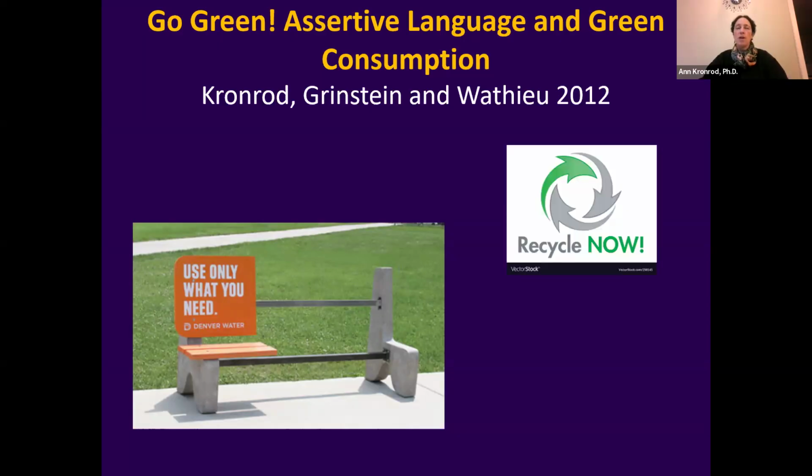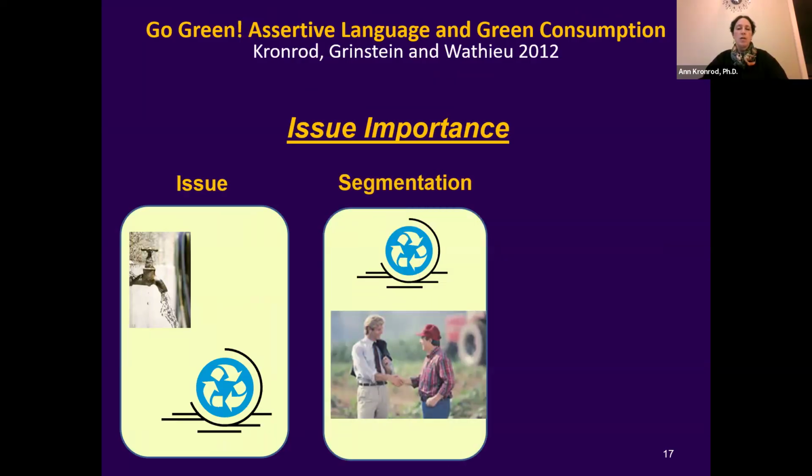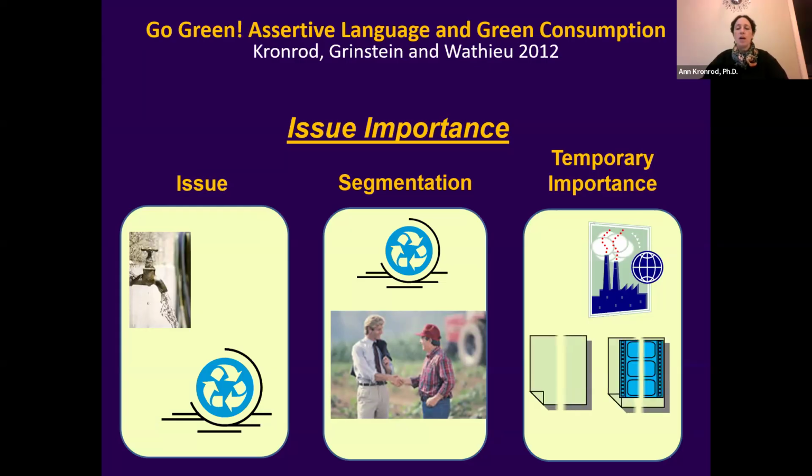Some environmental issues are important for people. For example, in some countries where the drought is significant, water conservation is an important issue. Or for some segments, some topics are more important. Or sometimes there's temporary importance; during COVID, it was hygiene. Sometimes it is air pollution.